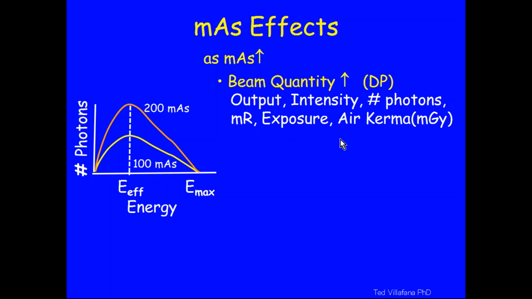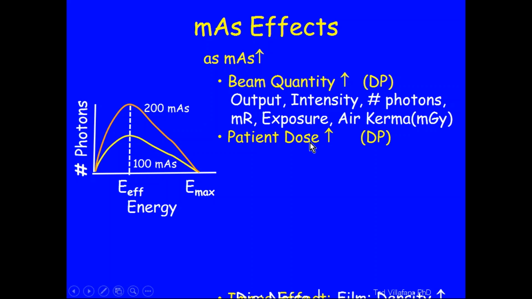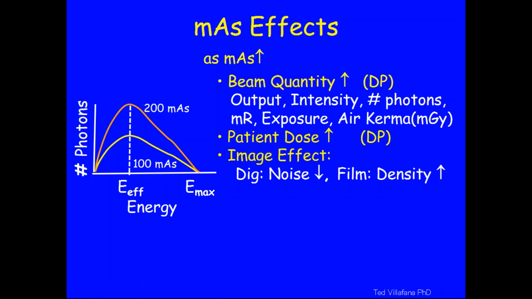And I've also taken the opportunity to define some of the terminology. In beam quantity, sometimes we talk about output, intensity, number of photons, exposure, air kerma. These are all measures of how much radiation comes out of the tube. And then if you have twice the amount of radiation, like you would if you doubled your parameters, then you get twice the dose. The patient dose is directly proportional.